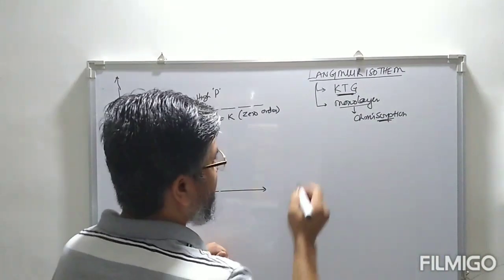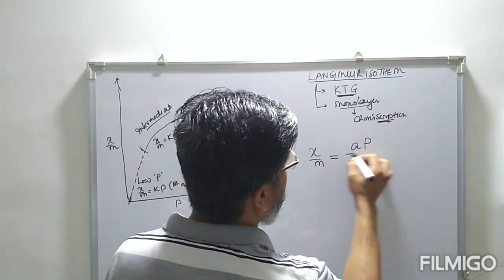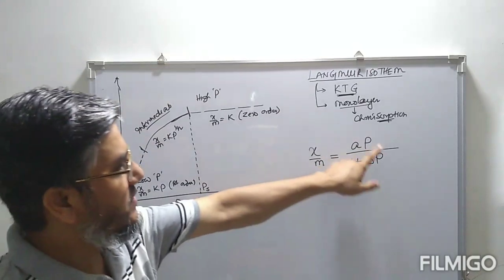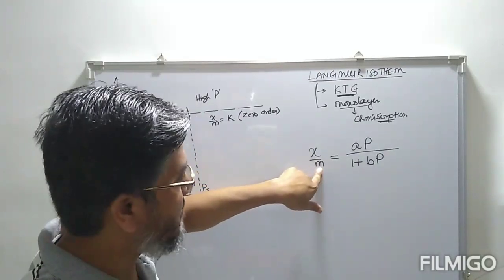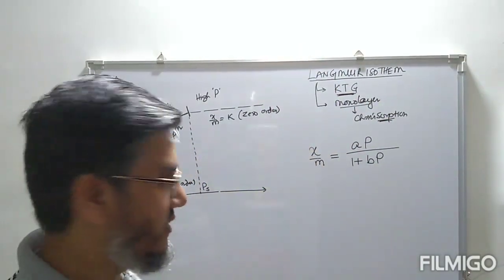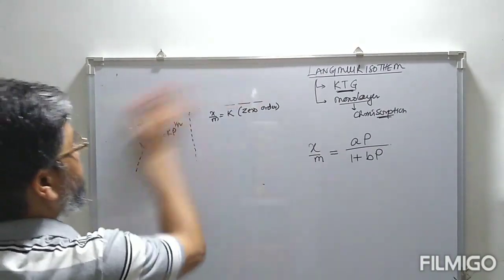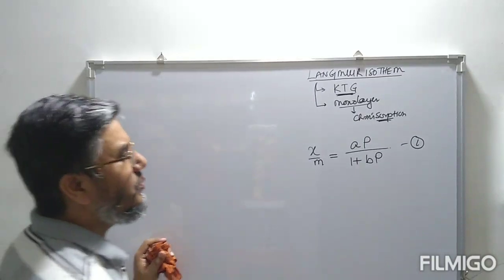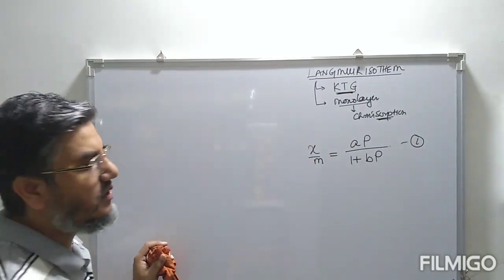Considering this, Langmuir proposed the equation x by m is equal to aP divided by 1 plus bP, where P stands for the pressure, x is the mass of gas adsorbed, m is the mass of adsorbent on whose surface gas molecules are adsorbed. a and b are Langmuir constants. So we have to explain this. This is the main equation. P is the pressure, a is the Langmuir constant, x by m is the extent of adsorption.